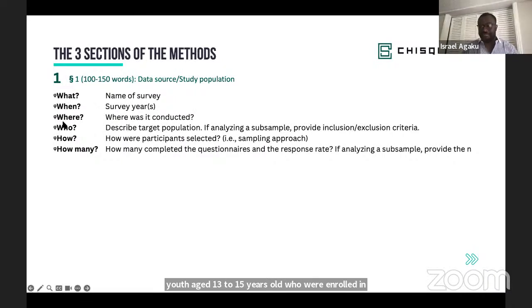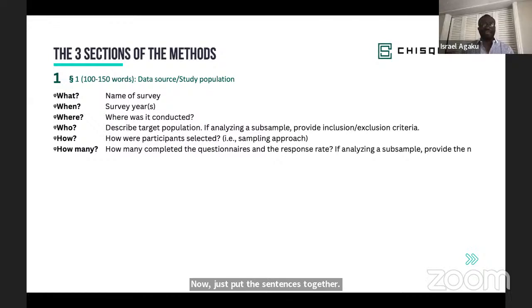How? How were they sampled? Participants were sampled with a multi-stage sampling, or they were selected with a convenience sample, or however they were selected. And how many of them? There were 2,550 participants who completed the questionnaires. Full stop. Now just put the sentences together.